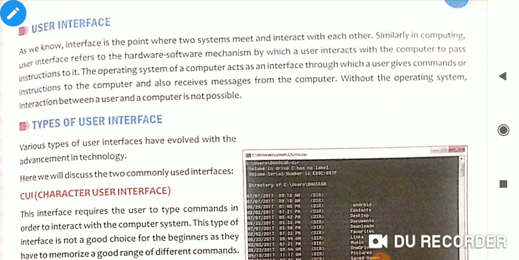Now, what is user interface? Basically, an interface is the point where two systems meet and interact with each other. Similarly, in the computer world, user interface means we as humans are the users, and we interact with the computer. So there is a mechanism for users to interact with the computer.